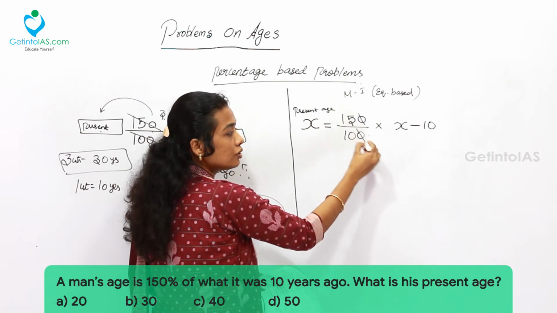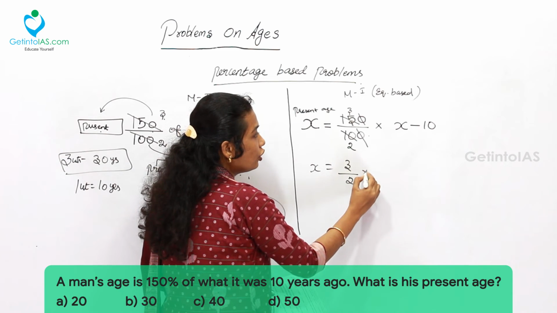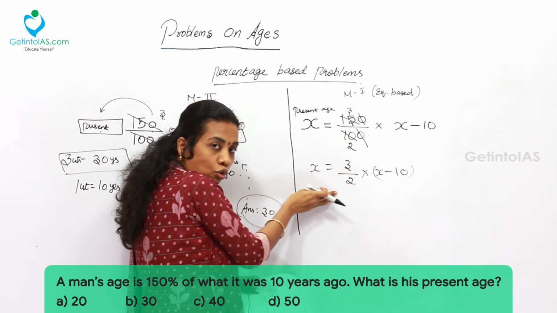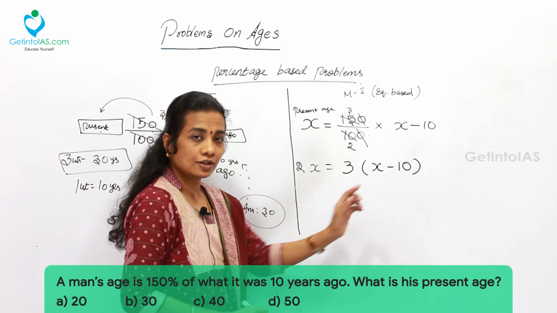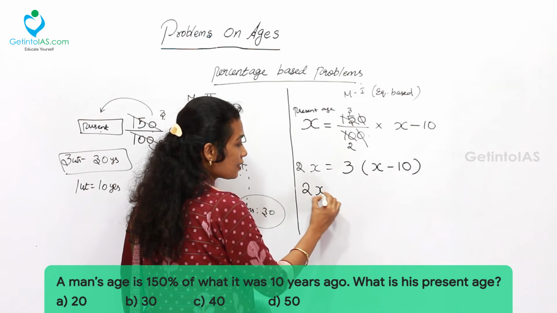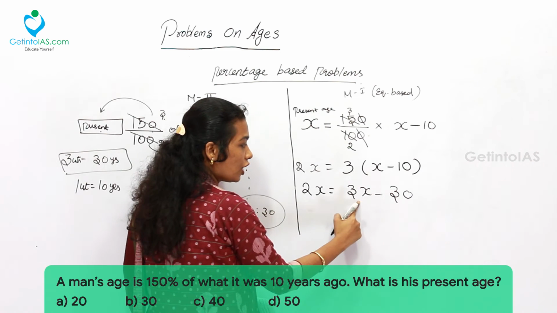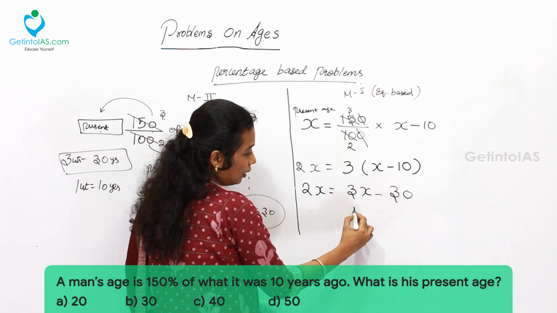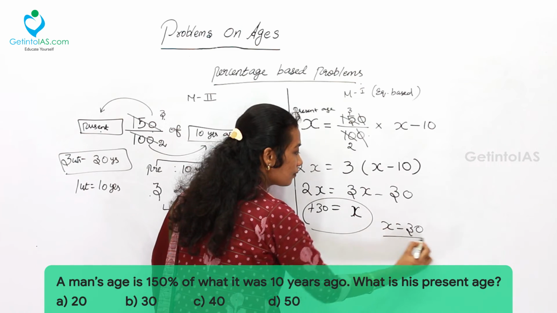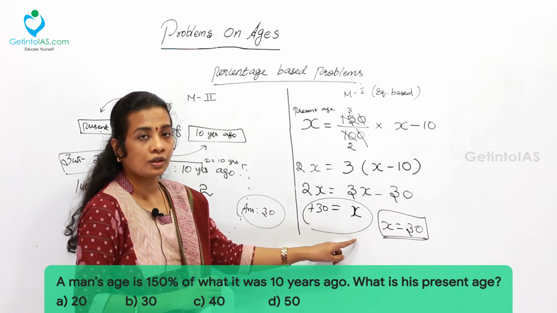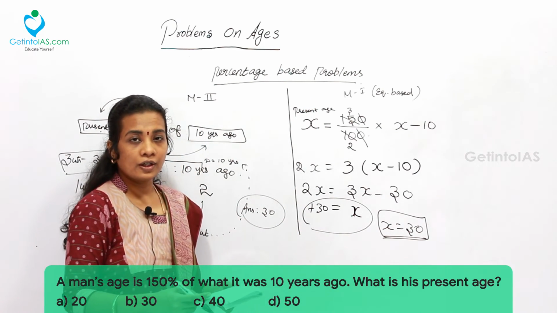So, simply I can cancel the 0s. Here 2 times. Here 3 times. I am writing 3 by 2 into X minus 10. Bringing this 2 over here, I will be getting 2x is equal to 3 into X minus 10. Now, solving, 3 into x, 3x minus 3 into 10, 30. So, 3x minus 2x will be what? X will be equal to plus 30. So, x is equal to 30 and that is the required present age. So, under method 1, this is the way of solving this. So, finally, option B, 30, is the correct answer.